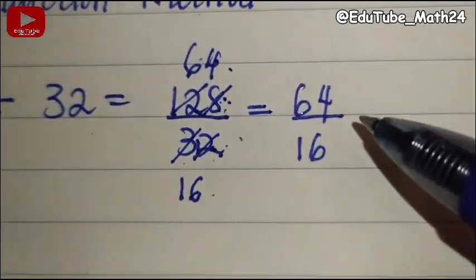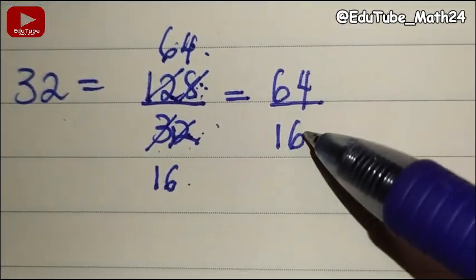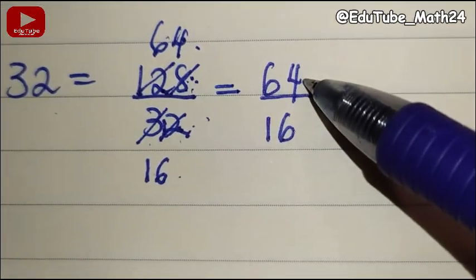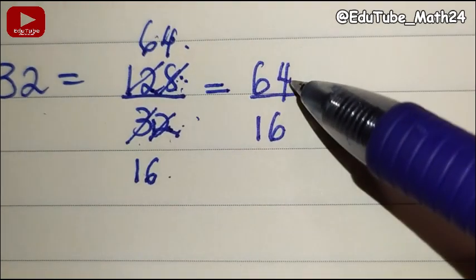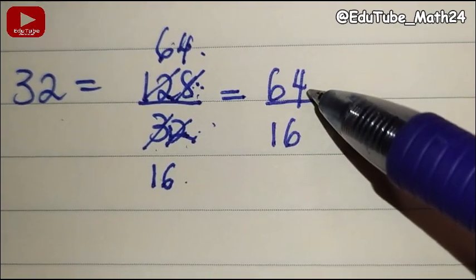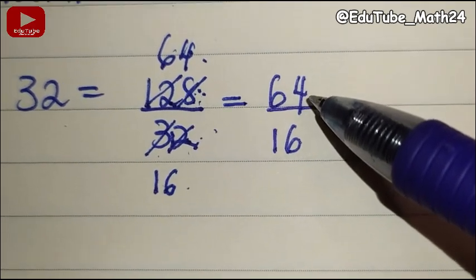Now, if you are conversant with your multiplication table, you would already know that 16 can divide 64. And also, you would already know that 4 can divide 16 and 64. But I will not advise you to rush yourself. Take it bit by bit to ensure accuracy.